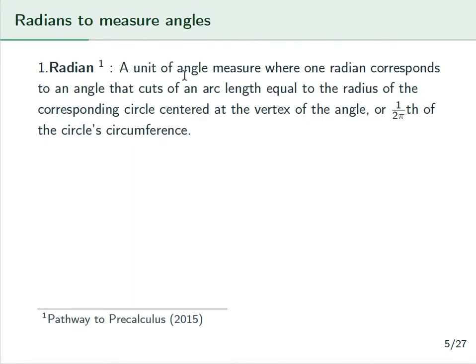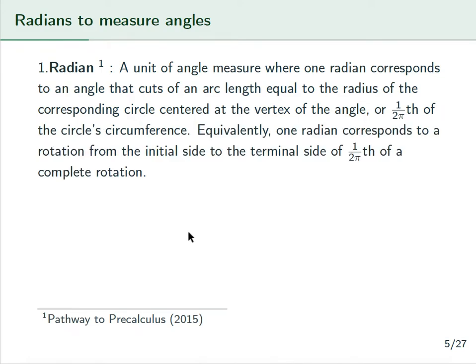So radian is a unit of angle measure where 1 radian corresponds to an angle that cuts off an arc length equal to the radius of the corresponding circle, centered at the vertex of the angle, or 1 over 2 pi of a circle's circumference. So what does that mean? Okay. So let's look at a picture. Equivalently, 1 radian corresponds to a rotation from the initial side to the terminal side of 1 over 2 pi of a complete rotation. So two ways we can think about it.